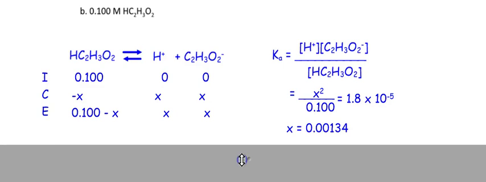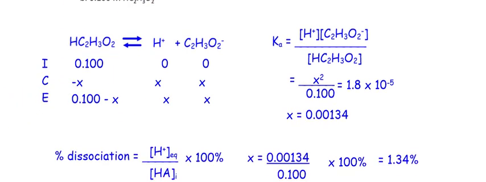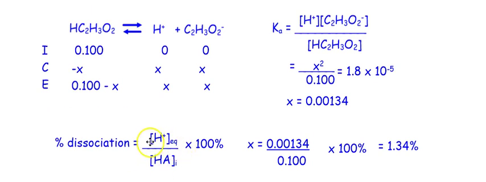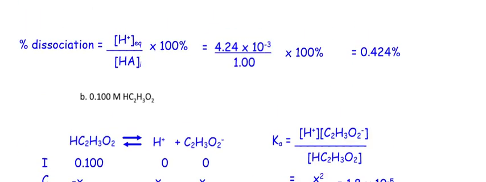All right, let's see how he did. Well, there's my ice table. There is my setup. Notice I didn't put all my intermediate steps. So x squared equals 1.8 times 10 to the negative 6. Take the square root. What do I now do with this x? Well, my percent dissociation is the H that you just solved for, divided by my HA initial, that's 0.1. So I get 0.134 or 1.34% dissociation.